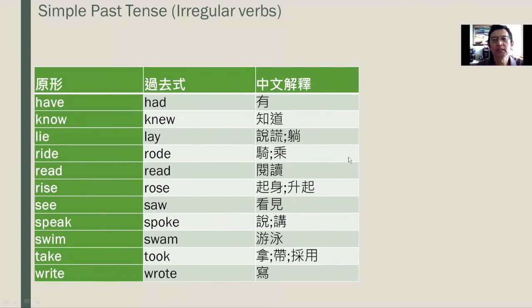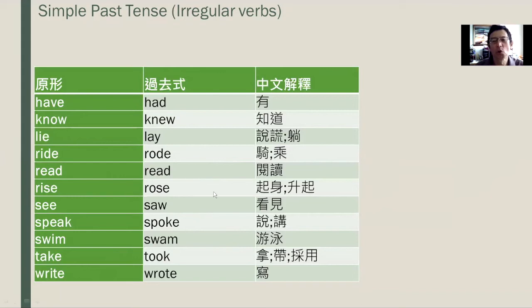Here are some more simple past tense irregular verbs. 跟我说 have, had. Know, knew. Lie, lay. Ride, rode. Read, read. Notice that read and read are spelled the same but pronounced differently. So the present tense is read, the past tense is read.